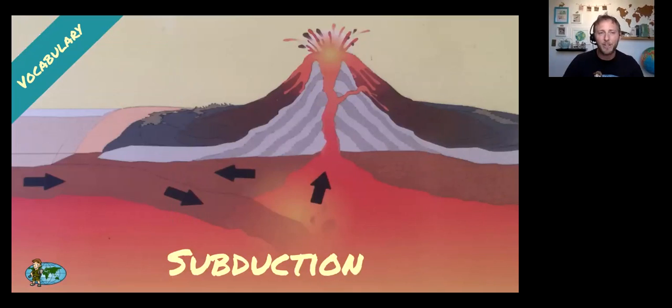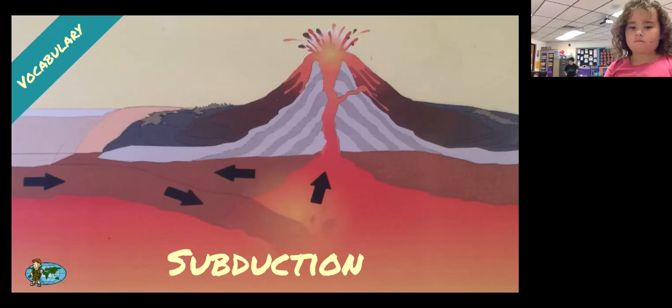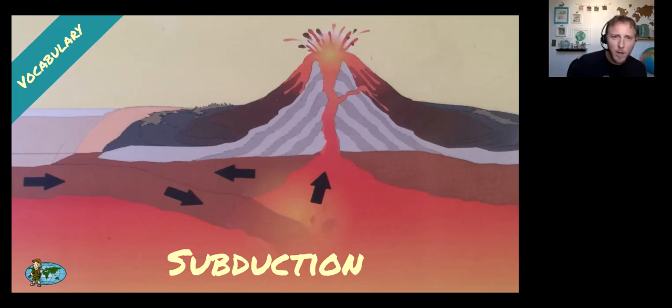And why are there so many volcanoes and earthquakes along the Ring of Fire? Well, the number one reason is a process called subduction. Can everyone say subduction? Subduction. Awesome, you guys are doing great. Well, we're just going to try to keep it simple.